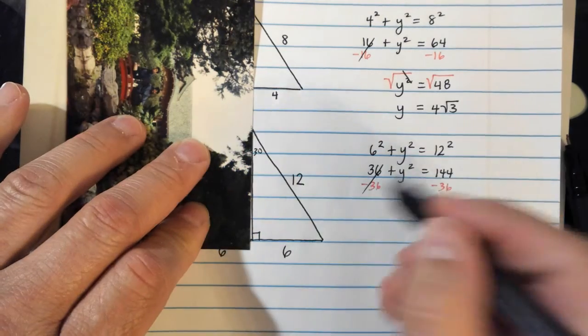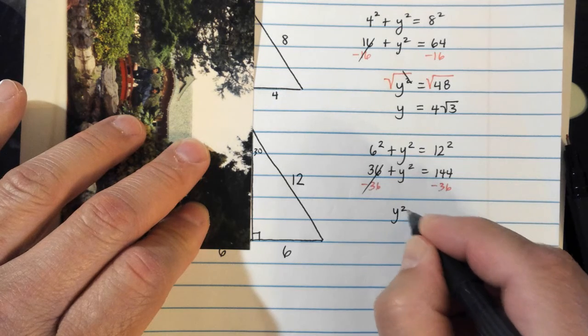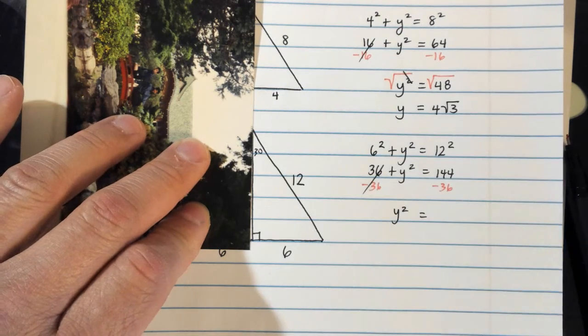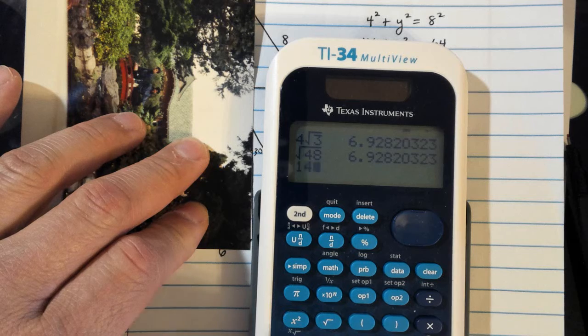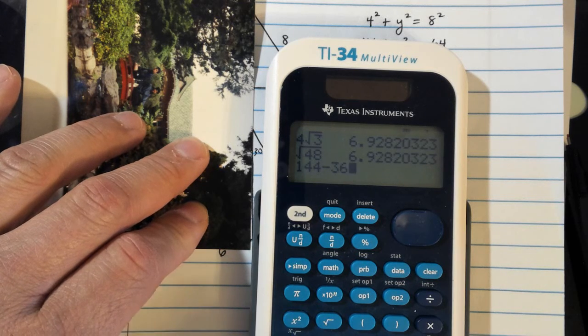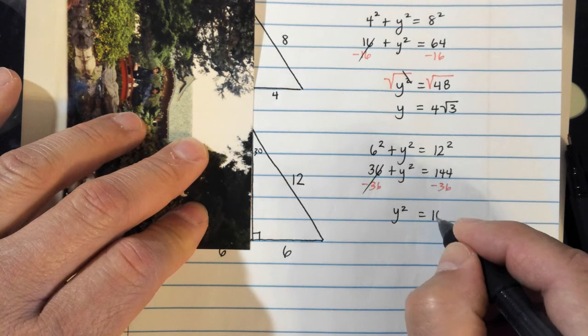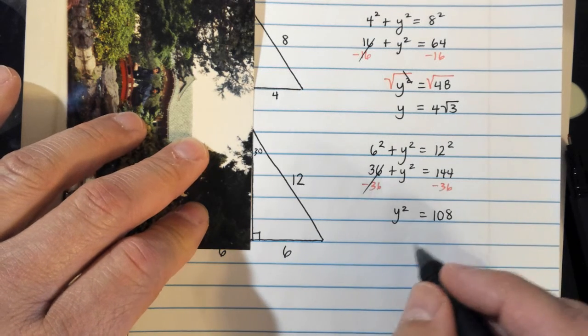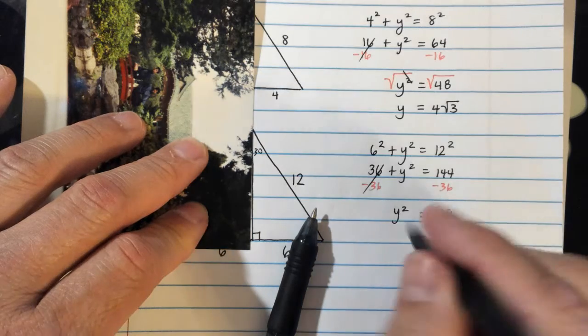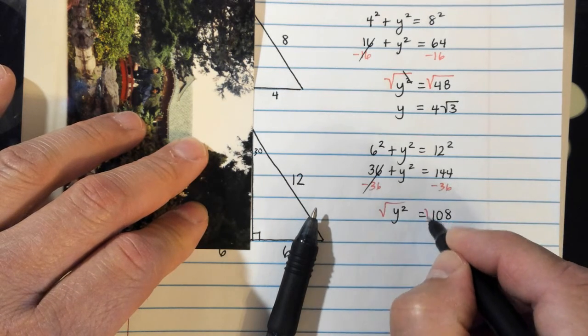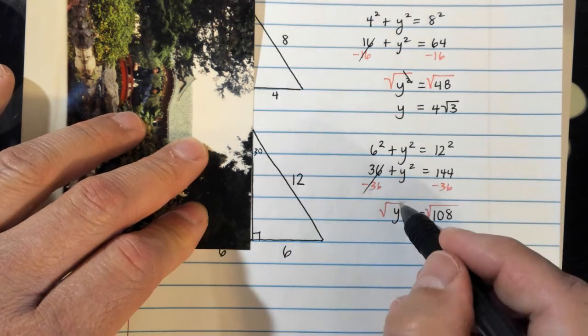You get y squared equals 144 minus 36. Oh, no, wait. That's a familiar number. It was on one of the previous assignments. Square root both sides. Those cancel.